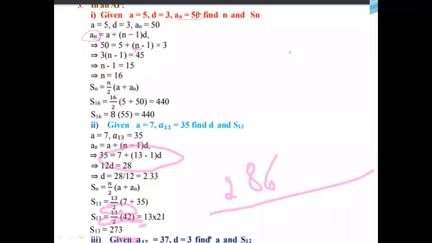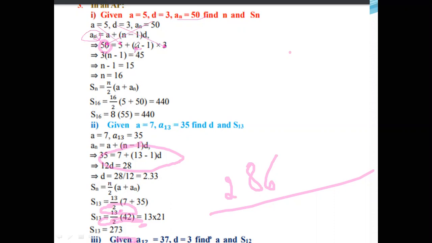Next thing, what do we have to do? See here. an is equal to 50 they have given. The difference is equal to 3 they have given, we have written it here. a is equal to 5 they have given, we have written it here. So we don't know the value of n. We are going to find the value of n now. Use this formula and apply it here. By substituting these values, what will we get? a plus n minus 1 into d, a means 5, they have given.